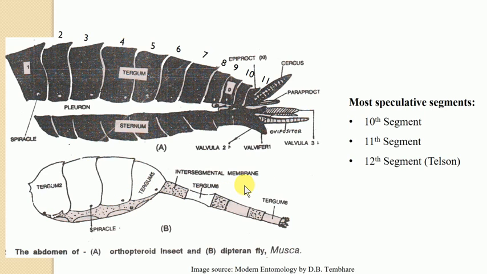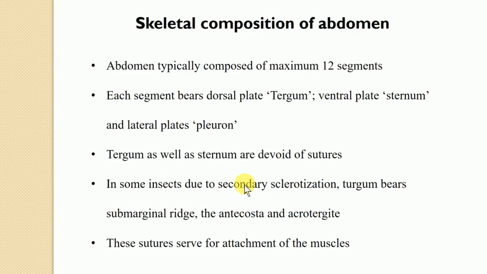So before that we have to learn the skeletal composition of the abdomen. Now obviously the abdomen, irrespective of its variable shape, is typically composed of a series of distinct, alike segments extending to a maximum of 12, as we have learned. So the maximum number of segments in the abdomen of an insect is 12. That can be reduced in different insects according to their features, but it is always segmented.